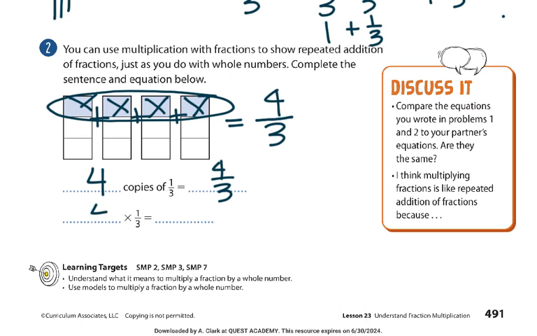I'm going to simplify this. What is 4 always sitting on top of? That's always sitting there when you have a whole number. Levi? What is 4 always sitting on top of? There's a number it's always sitting on top of. 1. A whole number is always sitting on top of a 1.